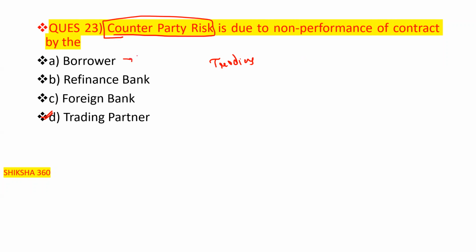Borrower is the case in the case of lending, like in the case of a loan. Here it is with respect to the trading partner, whom we are trading with. So counterparty risk is due to the non-performance of the contract by the trading partner. Option D is the correct answer here. Now move to the next question.